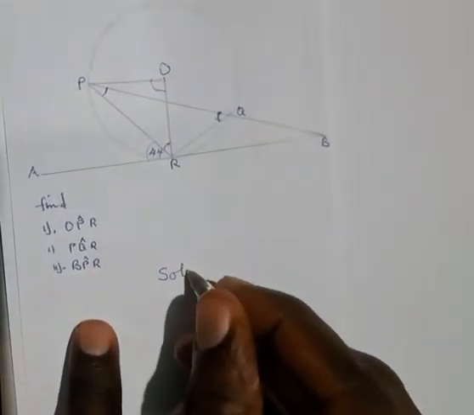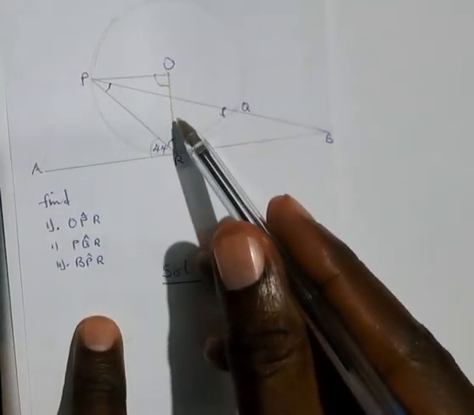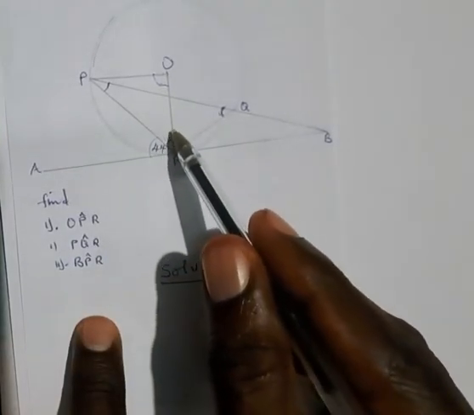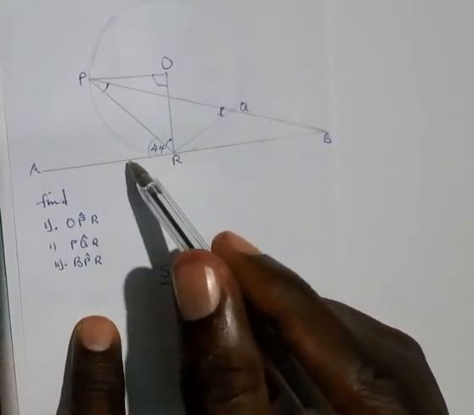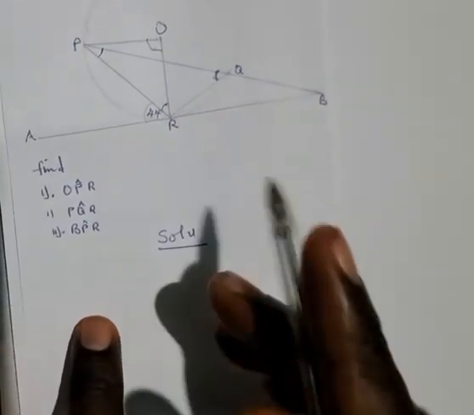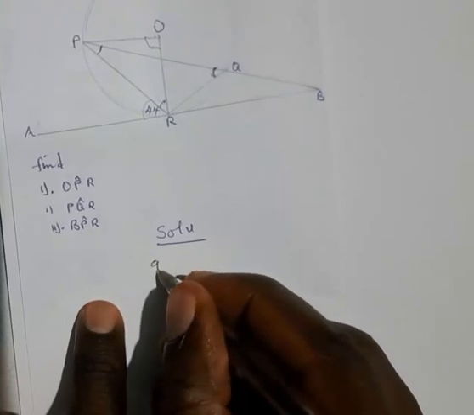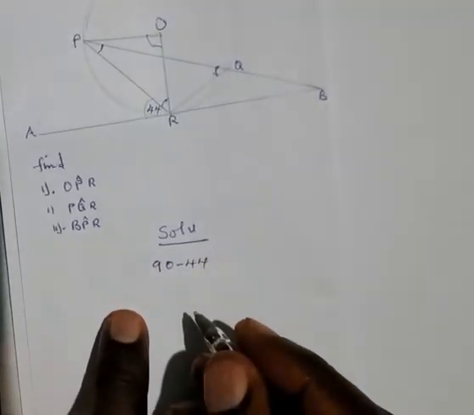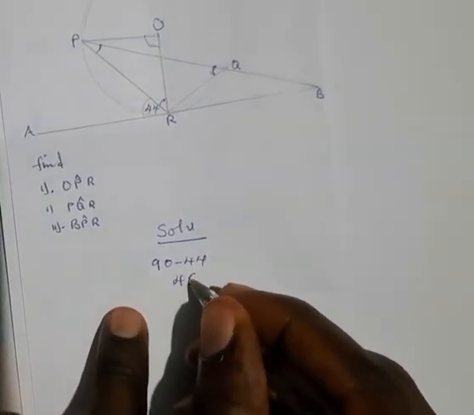Remember that this angle that you are seeing here, angle ORA, is between the radius and the tangent. So it's 90 degrees. Since on this side we have 44, this angle here is going to be 90 minus 44. If my memory serves me right, it should be 46 as the answer. Yeah, that's 46.